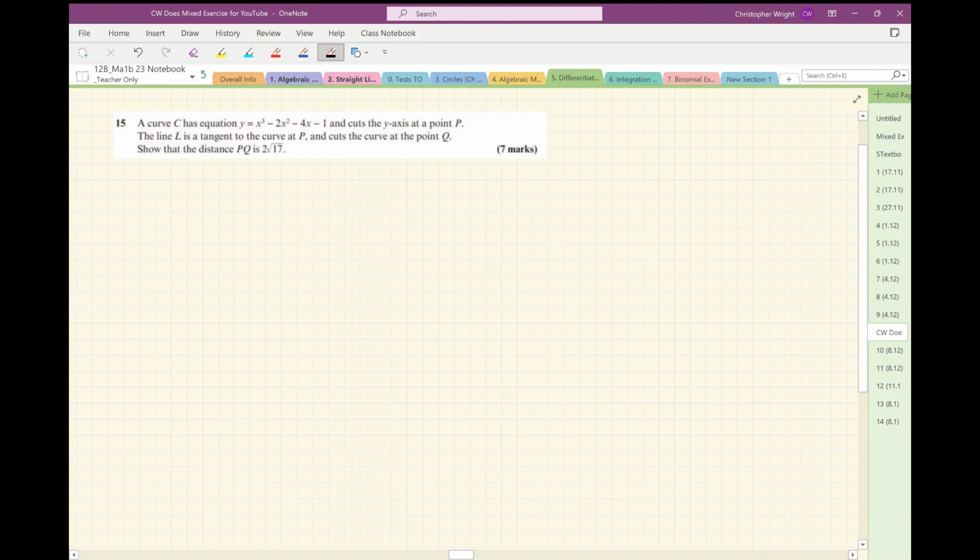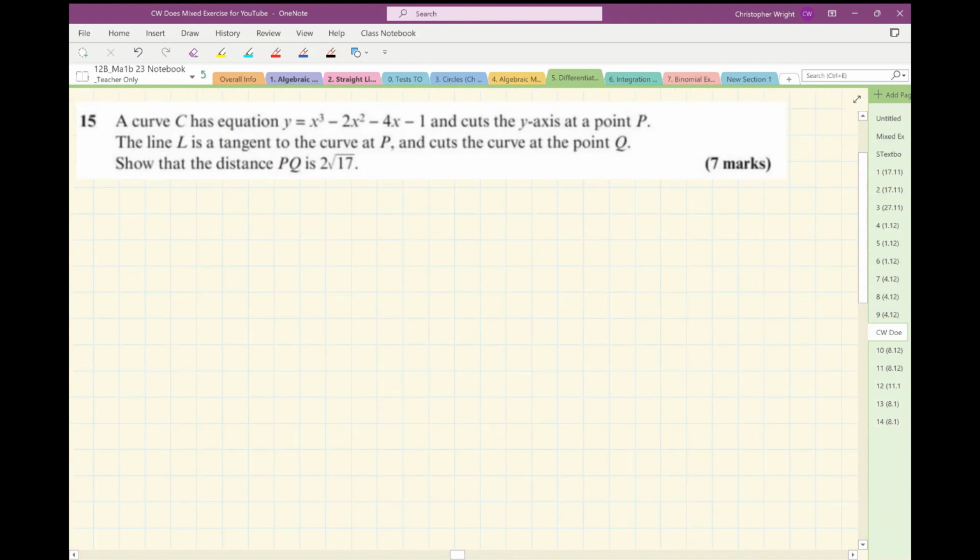Question 15. Okay, right, so I have a curve called C with this equation here, and I know it cuts the x-axis at the point P. Okay, and then I have the line L is a tangent to the curve at P, and that line L cuts the curve at the point Q. Show that the distance PQ, I'm going to need to find the distance between P and Q, aren't I?